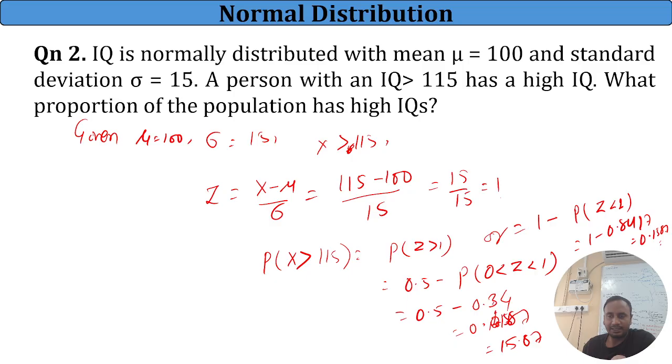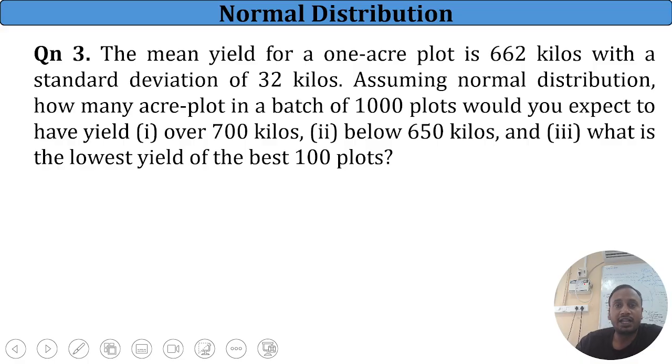Either you can go like this, or you can go directly like this: 1 minus 0.8417, so that you will get the same answer. Is it? Yes, sir. So now we have one more question. I'm just giving a brief idea of how it's going to be useful when we see another table, like the t-test table and all. So now the question we have here.